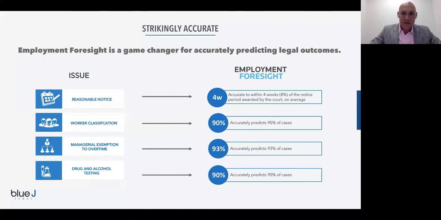Our kind of touchstone, our target for accuracy in any of these AI tools that we're creating is we try to get to 90% accuracy in out of sample testing, which means if it's a new case that our system hasn't seen before, we really want to be getting at least 90% of those cases right. And we're as high as 95% in some of the classifiers that we're building, which is really, really exciting.